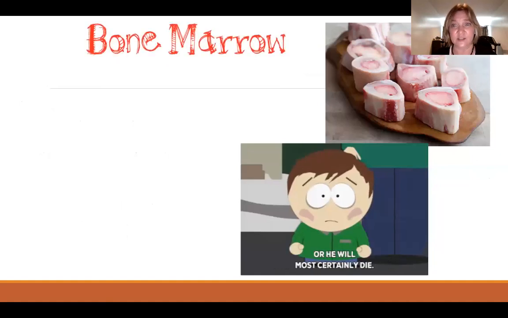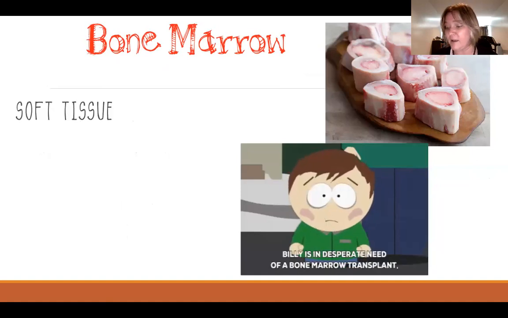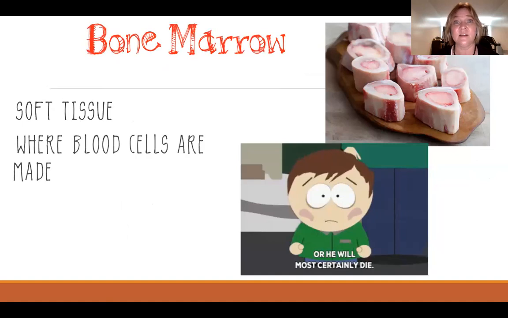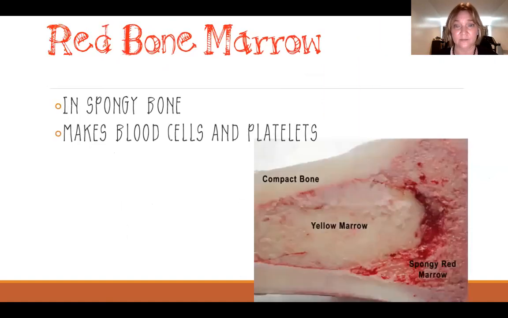Now, in the center of long bones, you have what's called bone marrow. Bone marrow is a soft tissue. This is where blood cells are made. You have two types of bone marrow, red and yellow. Now, the red bone marrow is in the spongy bone, and it makes blood cells and platelets.